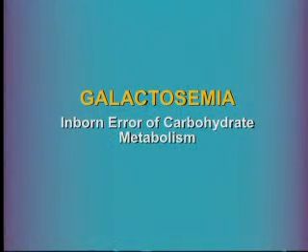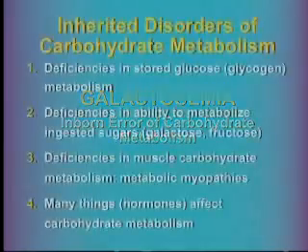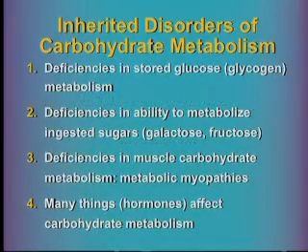Okay, galactosemia, which is an inborn error of carbohydrate metabolism. What are some of the different inborn errors of sugar or carbohydrate metabolism? Well, first of all, when we eat, we store our extra sugar in our liver as glycogen, and you can have kids who are not able to get the glycogen out of their liver again. Or there are certain sugars that we eat that we can't metabolize, primarily fructose and galactose.